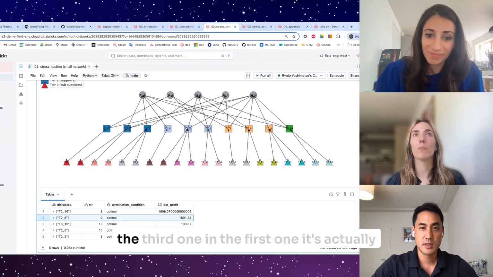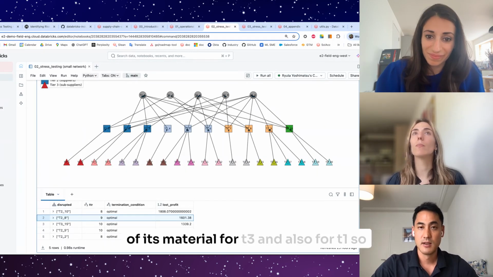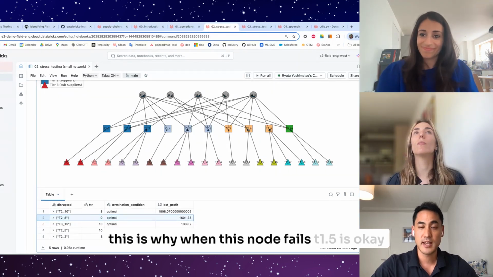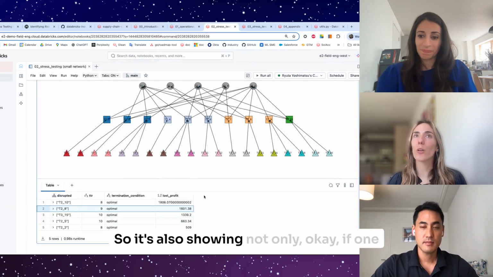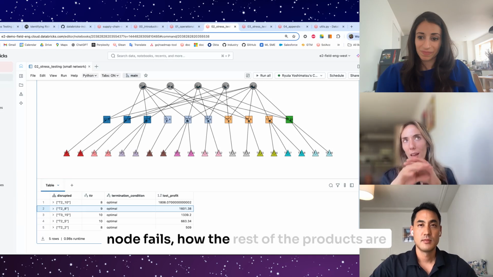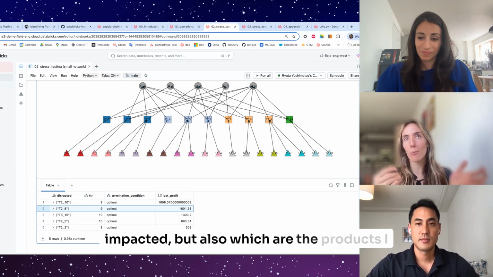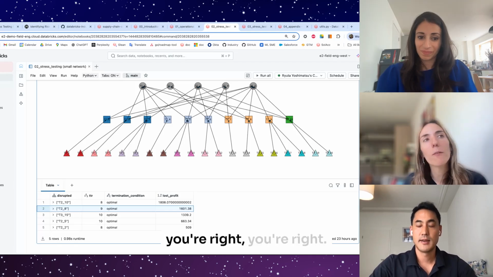But if you look into the third one and the first one, it's actually not diversifying. So this is the single source of its material for T3 and also for T1. So this is why when this node fails, T1.5 is okay, but T1.1 and 1.3 start failing. So it's also showing not only how the rest of the products are impacted if one node fails, but also which products I need to start diversifying even more, right? Yes, you're right.